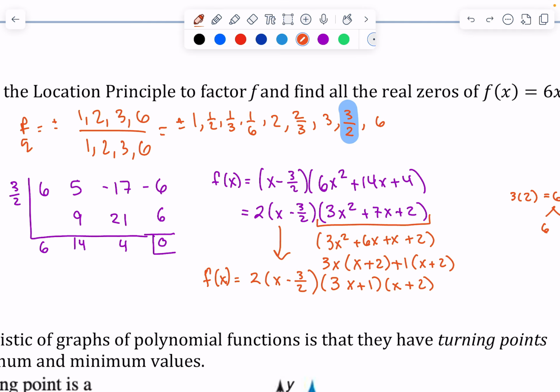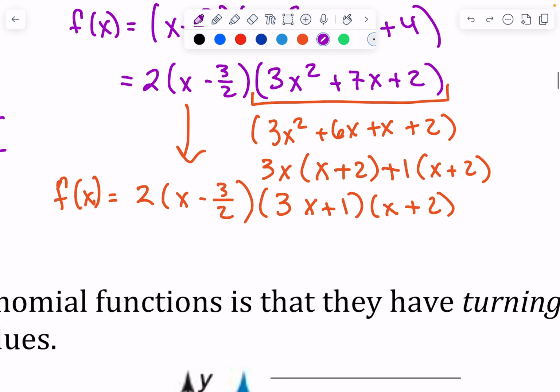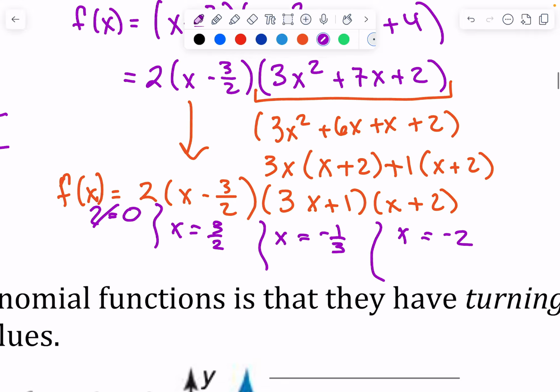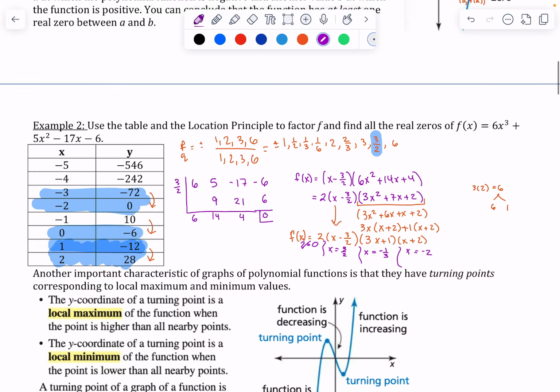Okay, last part of the problem says to find all the real zeros. So now that I have it factored, I'm just going to set each factor equal to 0. This gives us 3/2. This gives us negative 1/3. And this gives us negative 2. And if you notice, if we go back to the table, what was the value between 1 and 2 here? That was our 0. Well, it was 3/2.